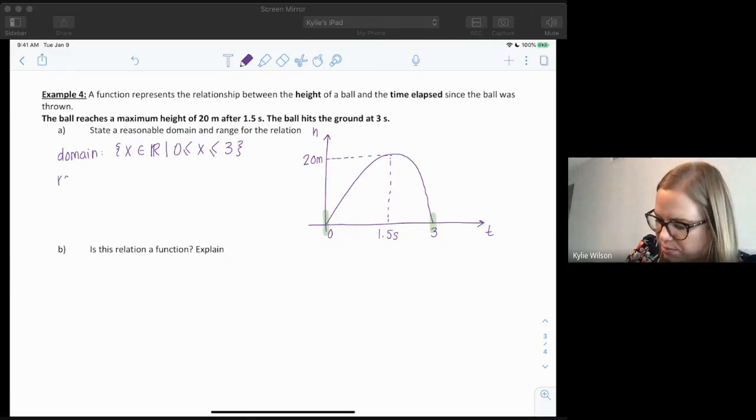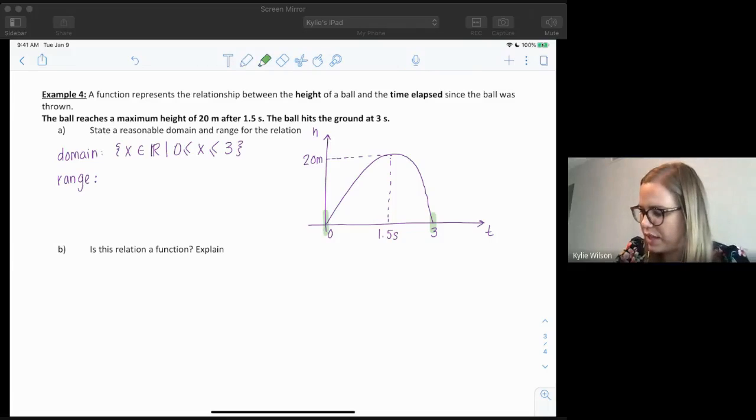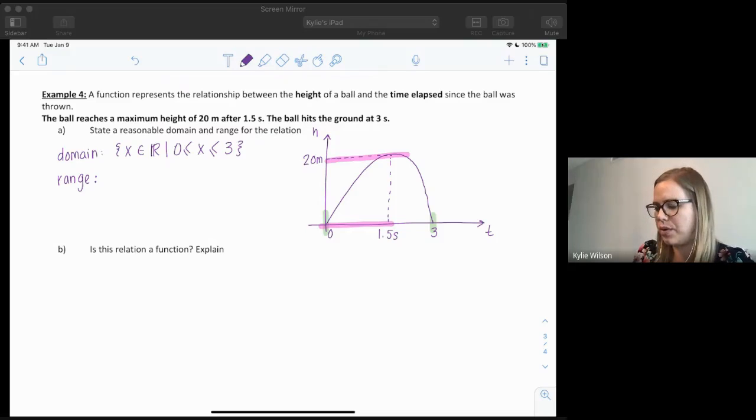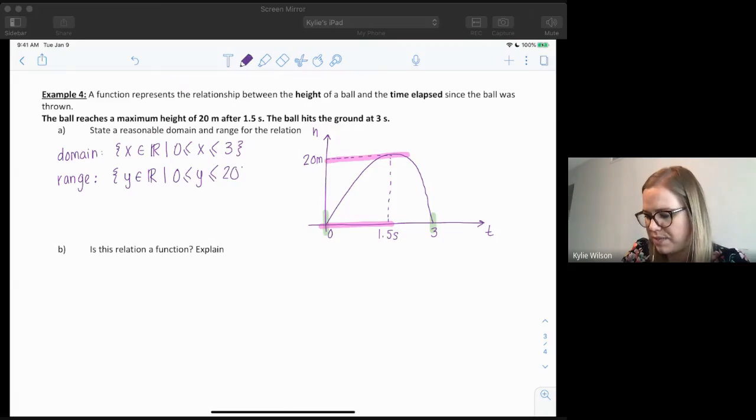Next is our range. So if I look where my range is between its max height of 20 and 0, which is the ground. So my ball can't go underground. Once it hits 0, it's sitting on the ground, so it can't go any further than that. So because the line is connected with a nice line, we say that y is an element of real numbers such that 0 is less than or equal to y, which is less than or equal to 20. And again, we're using less than or equal to signs because y can equal 0 and it can also equal 20.